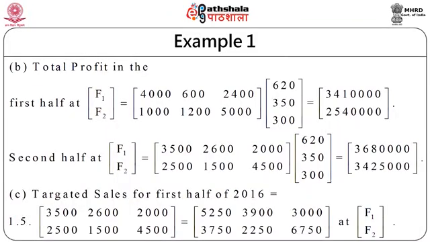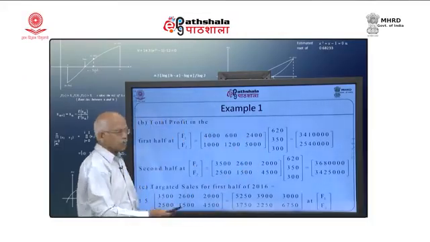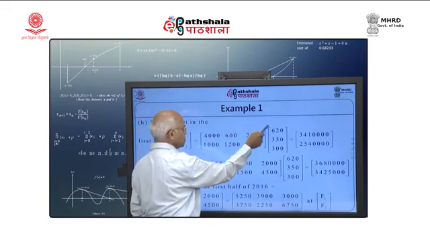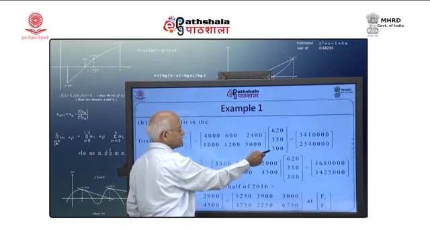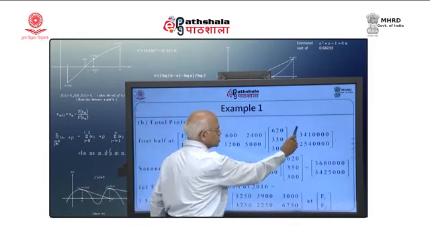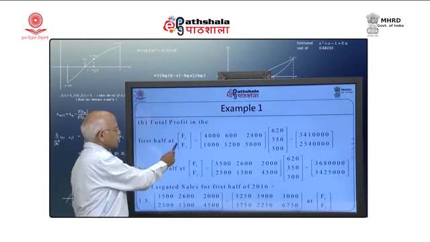Now, the total profit I want to find out in the first half. Now, this is the matrix I get. So, these are the sales and this is the profit: profit per sofa, profit per chair and profit per table, and the number of sofas sold, number of chairs sold, number of tables sold. So, I have to multiply this by this. So, this is your matrix multiplication. If I multiply this and add, so 4000 into 620 plus 600 into 350 plus 2400 into 300, and if I add all of them together, I will get this figure, and similarly I will get this figure for this. So, this is the total profit in the first half at factory outlet 1 and factory outlet 2.